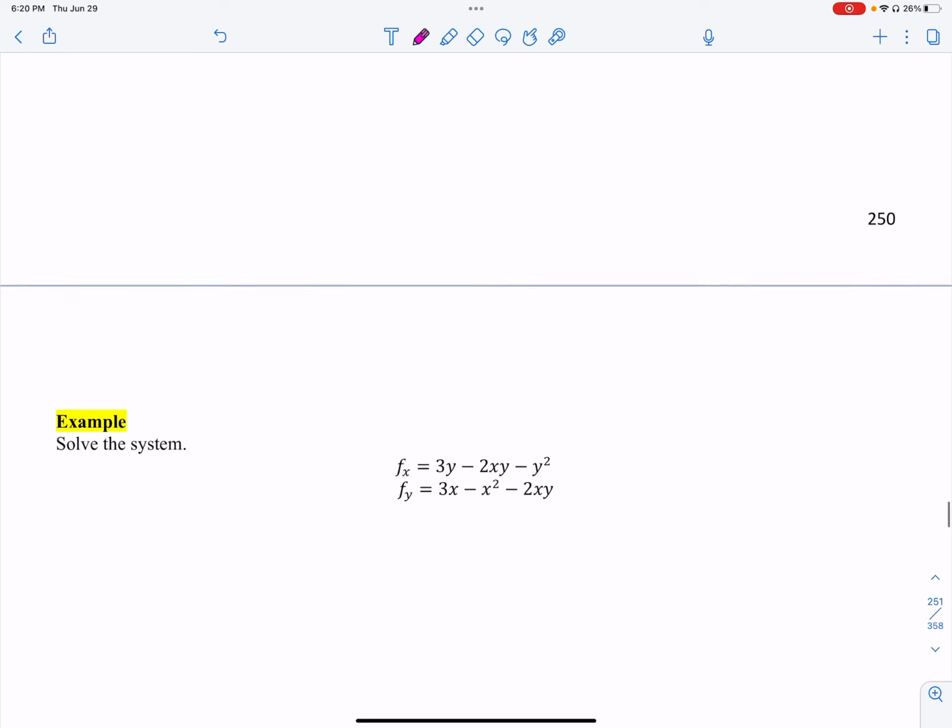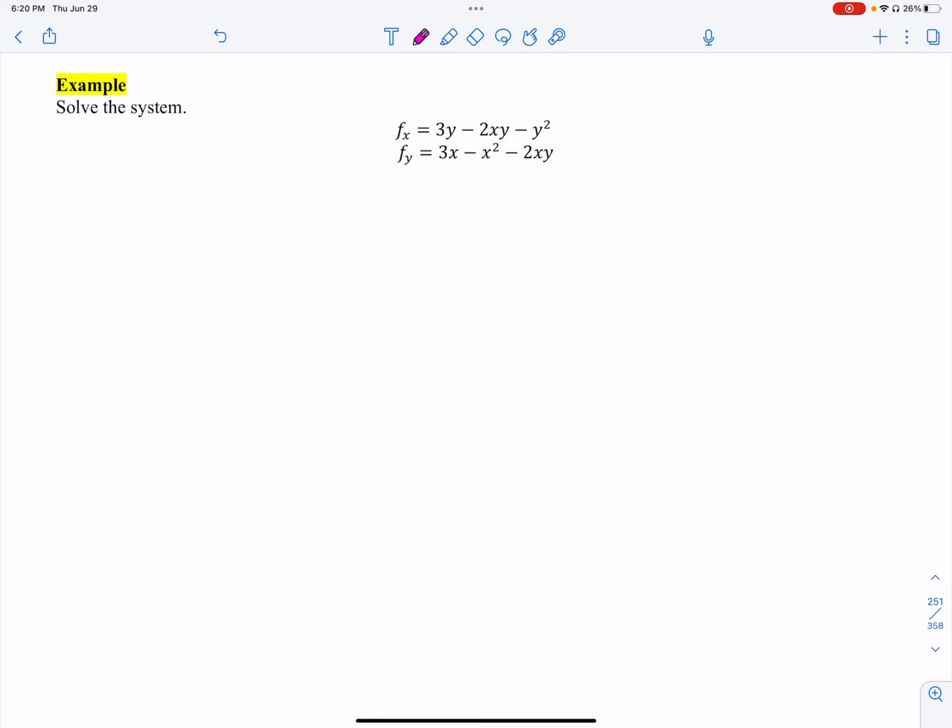All right, I got a few more here. Just making them a little more complicated as we go on. So we're creating a system. So I'm going to set them all equal to 0.